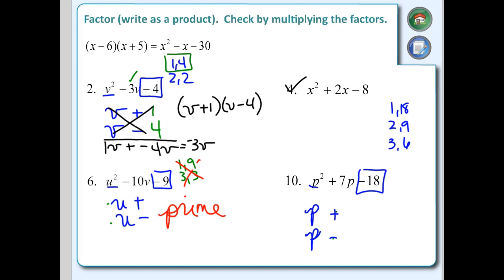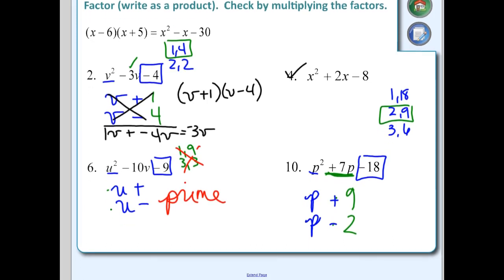Which one of those, when I subtract, will give me 7? That's right, 2 and 9. Now, let's look. 7 is positive, so that means my 9 needs to be with the plus, and my 2 needs to be with the minus. Now, it's real important that we X factor these to make sure we have the signs in the right place.